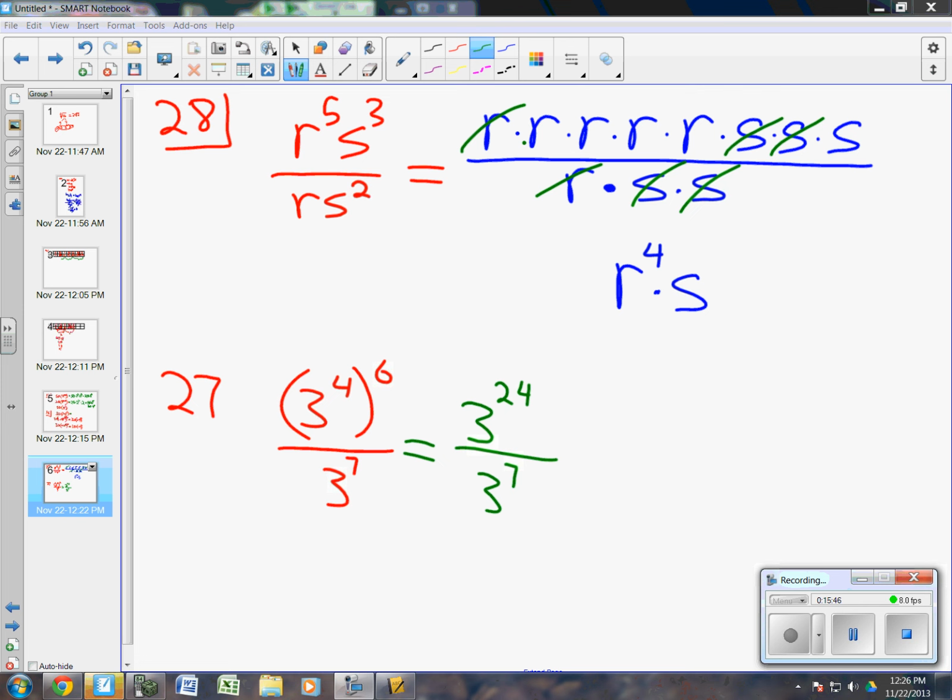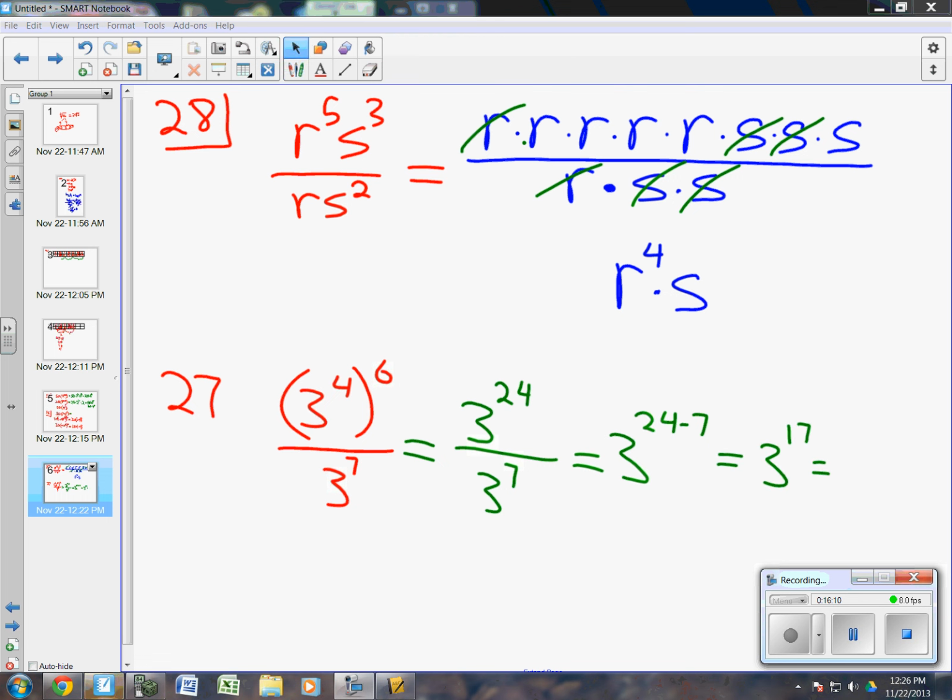That's right, 24 minus 7. Because think about this. If I put 24 threes on the top, 7 threes on the bottom, the 7 threes on the bottom are going to cancel with 7 on the top. You're just minusing, right? So you guys, this is equal to 3 to the 24 minus 7. Remember, dividing, if the bases are the same, you subtract exponents. So that's going to be 3 to the 17th power. And then you can put that in your calculator and figure out what 3 to the 17th power is.